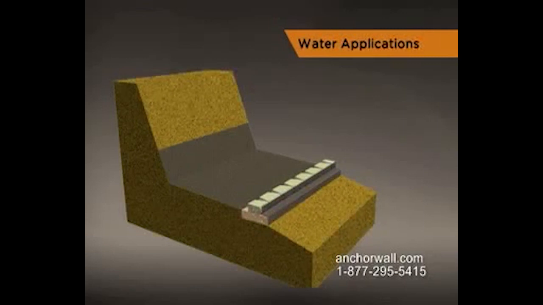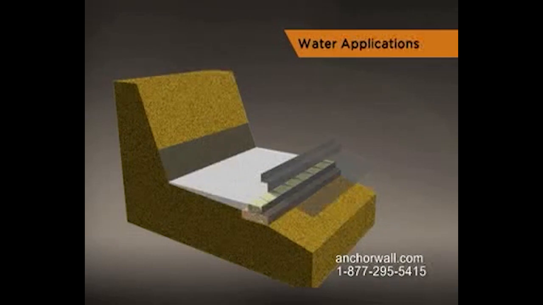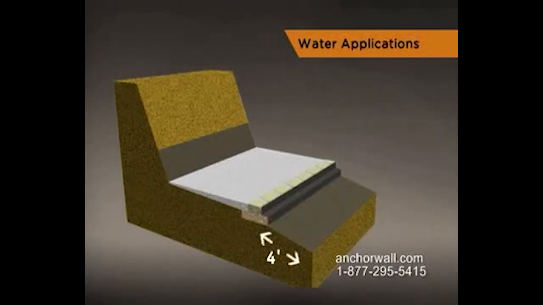Roll the fabric in front of the wall to cover the face of the base course. Backfill the entire cut with drainage rock. Then add additional fabric in front of the wall extending down at least 4 feet.